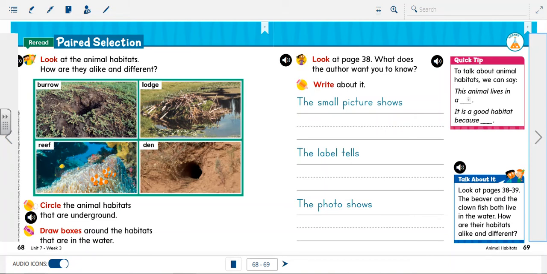Now, it has our four different animal homes. We have a burrow right here, a lodge, a reef, and a den. Our first direction says circle the animal habitats that are underground. We're not talking about underwater, we're talking about underground. So use a pencil or a crayon or pen or whatever you have at home and circle two habitats that are underground.